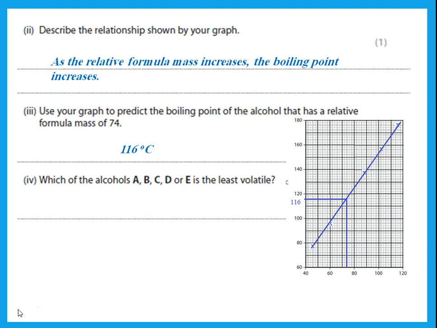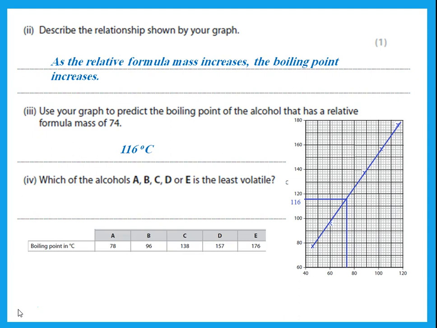Which of the alcohols is the least volatile? Now let's think. Least volatile means does not evaporate easily. We said volatile means evaporates easily. He's saying least volatile. Least volatile means does not evaporate easily, and that means you're looking for something with a high boiling point, and the one that has the higher boiling point is E.